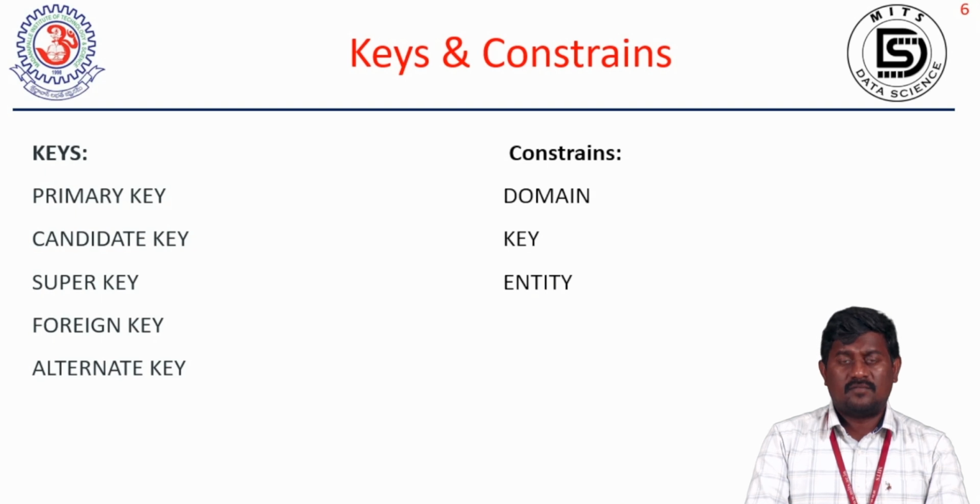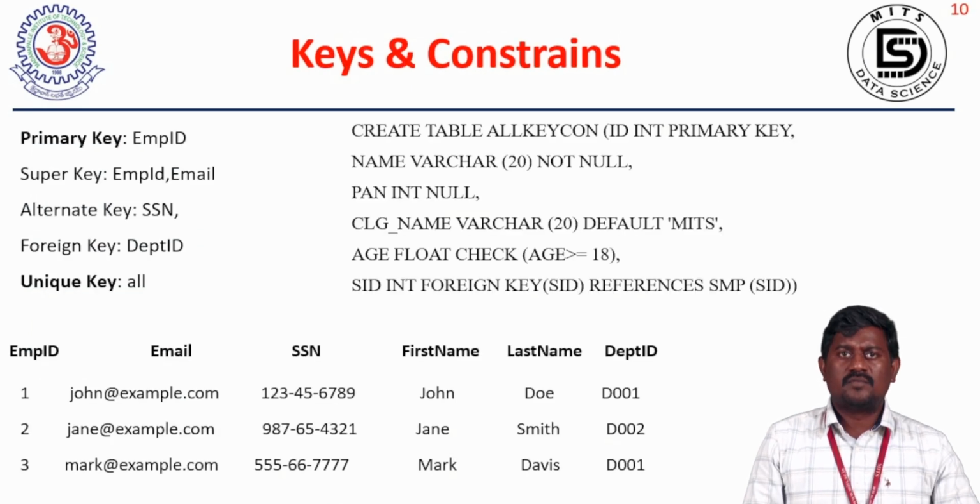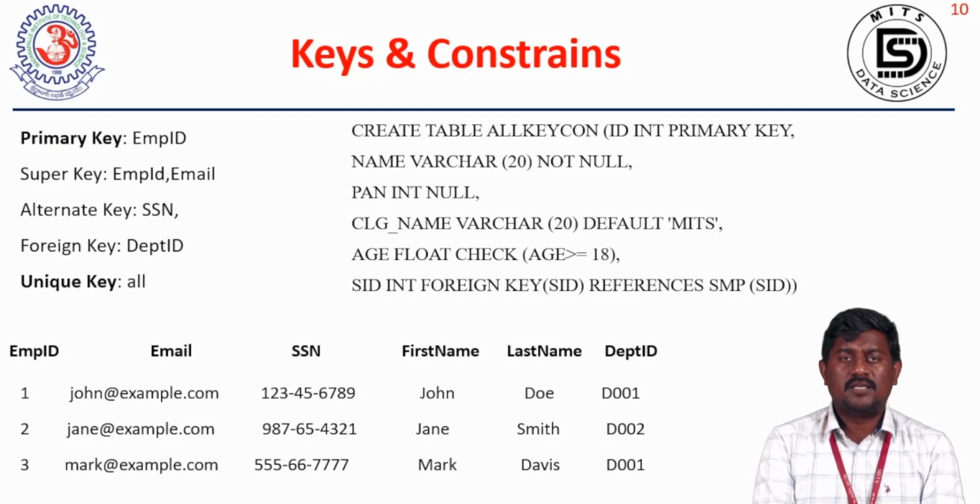And one more concept is constraints. We have three types: key constraints, domain constraints, and entity constraints. Then with real time, I will show how to create the tables and how to create all these keys and constraints. But this is one small example of how to create: create table, table name, with the column names and data types. In one single query I have given all the keys.